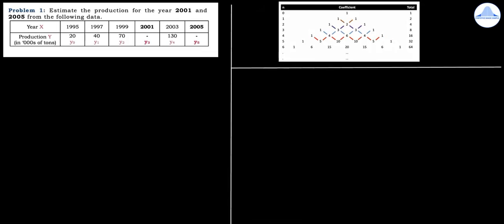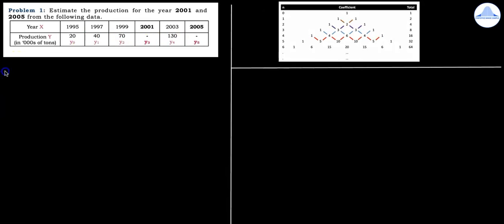Problem 1. Estimate the production for the year 2001 and 2005 from the following data. The years are given: 1995, 1997, 1999, 2001, 2003 and 2005, and the production in thousands of tons for these years are given. Now observe that the difference between the years is 2. The first step is to mark year as X and production as Y. Then mark Y0, Y1, Y2, Y3, Y4 and Y5.